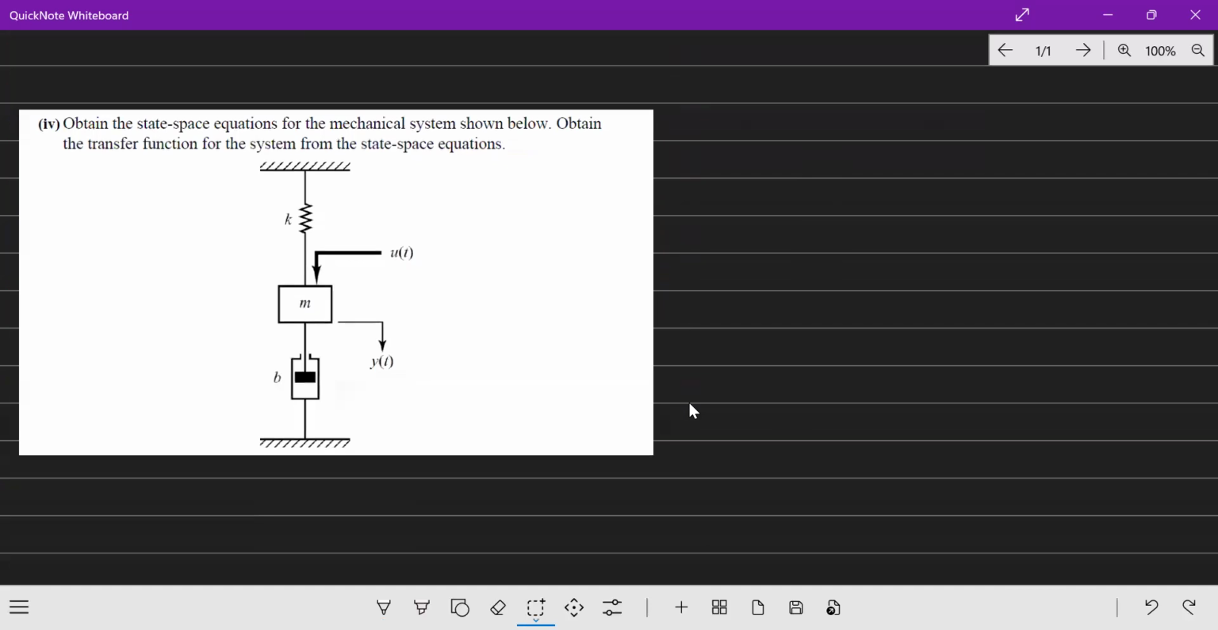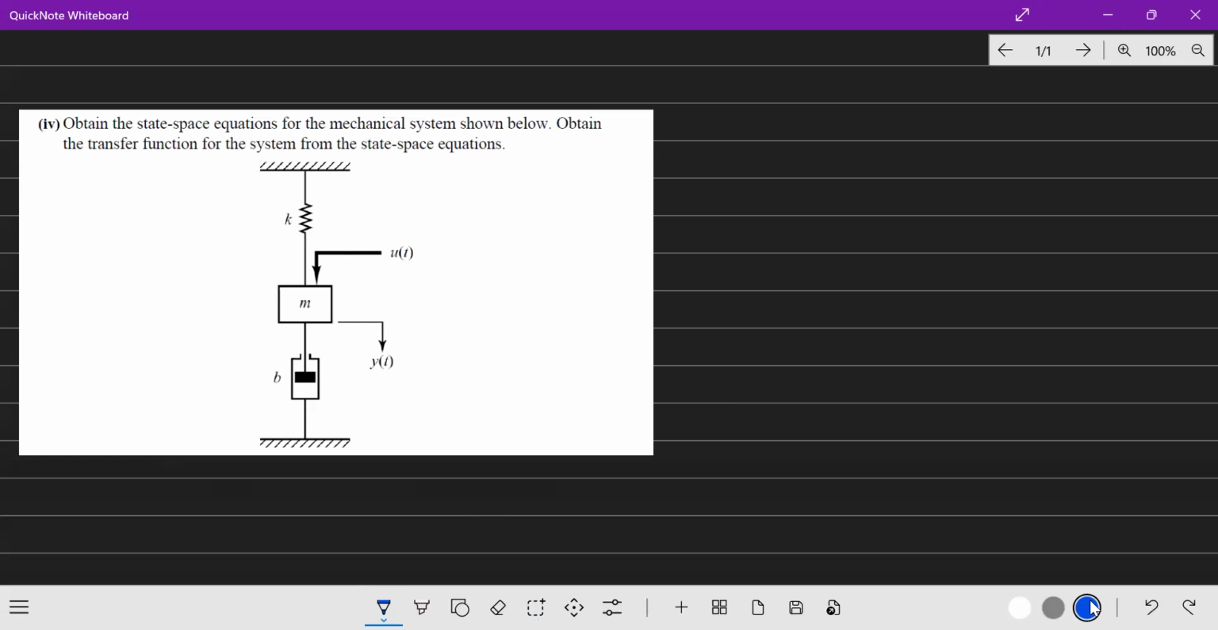Okay, so the question says, obtain the state space equations for the mechanical system shown below. Obtain the transfer function for the system from the state space equation. This question has a lot of steps, but let us see what we can do. As you can see, you have a mass, a spring, and a damper. Then you have the applied force u of t, and the displacement there.